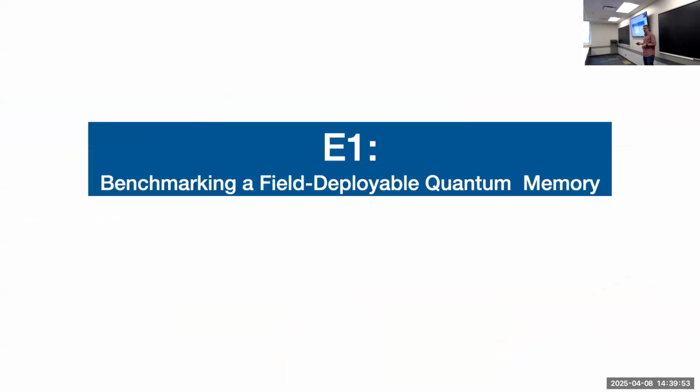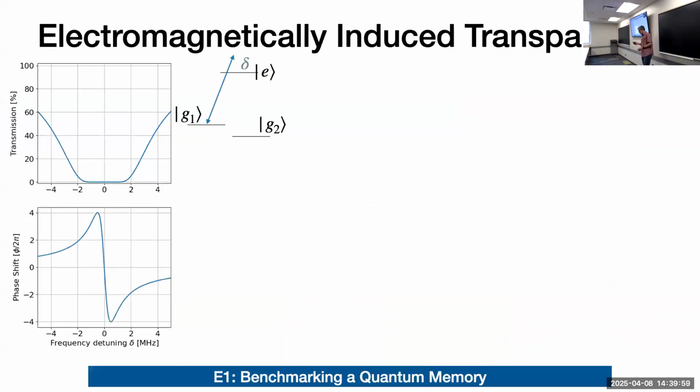We'll go through all those 3 in a bit more detail. So first of all, benchmarking a field deployable quantum memory. This quantum memory that we're looking at is based on a phenomenon known as electromagnetically induced transparency, which you may or may not have heard of. It's a neat trick. If we have a 2-level atom and we're scanning a laser across resonance, we'll get absorption, right? Accompanying absorption is always a change in dispersion, a steep dispersion curve.